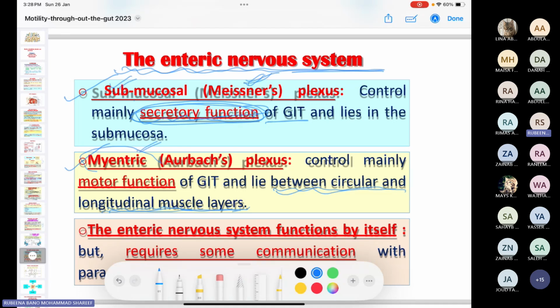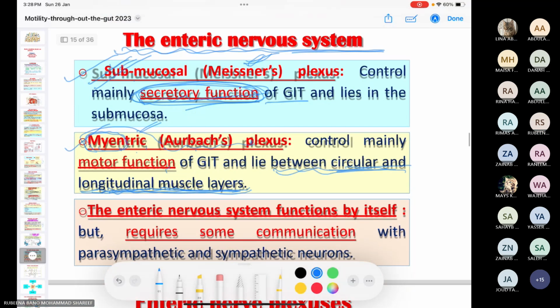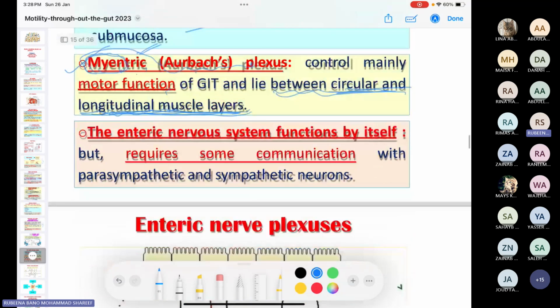And myenteric, remember, it stands for muscle. This myenteric plexus lies between the circular and longitudinal muscle layers. It is also called Auerbach's plexus, right? It is responsible for motor function. On the other hand, the submucosal plexus is responsible for secretory function.